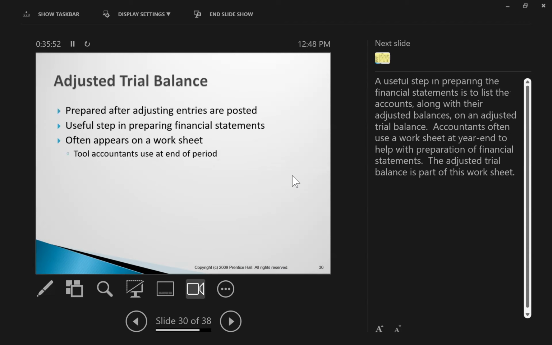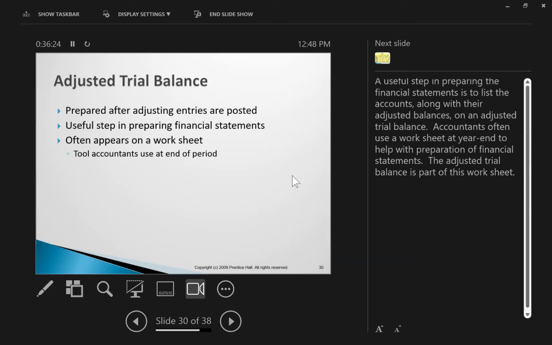If we did them correctly, when we add up our new balances, they should all equal. So we're not going to add up the old balances from the first two columns. We're going to add up the balances in the third two columns. It's prepared after the adjusting entries are posted. It's a useful step in preparing the financial statements because that's going to give us the final numbers that we need to fill out those financial statements.